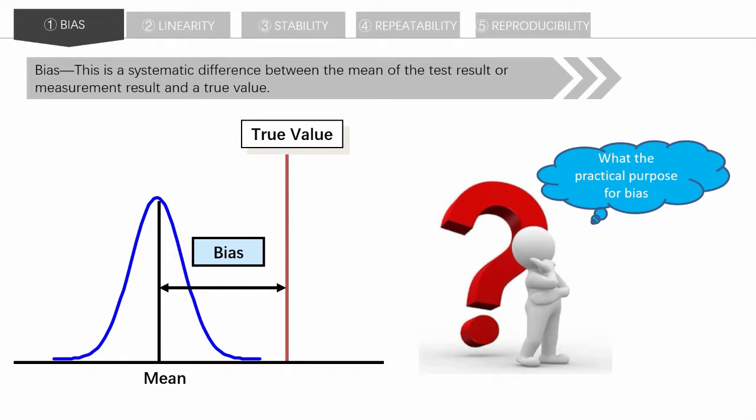Let me give you an example. If you use one caliper to inspect some parts, and there is always a constant gap between this caliper and the true value, then we can get this bias value to bring your measurement result close to the true value. So, one major goal for getting the bias value is to do the calibration and the compensation.